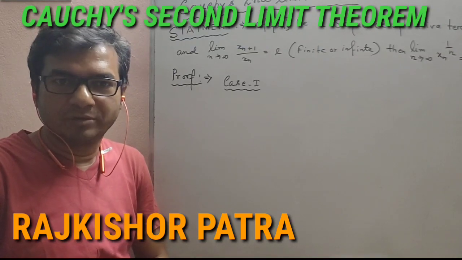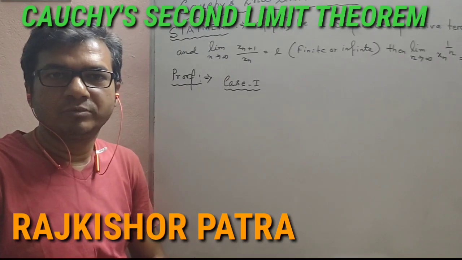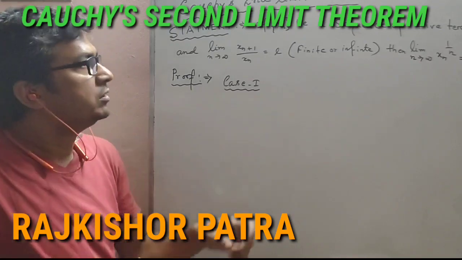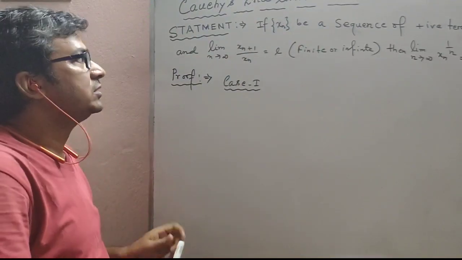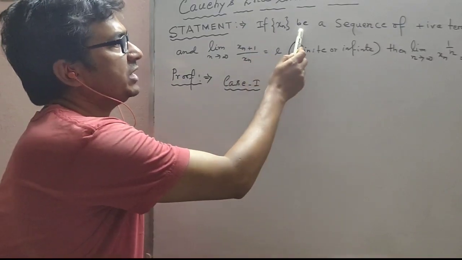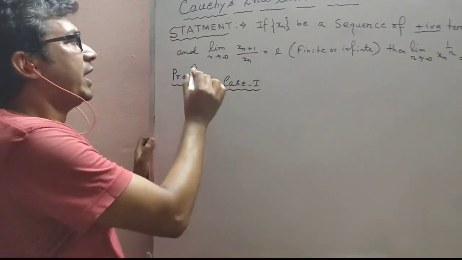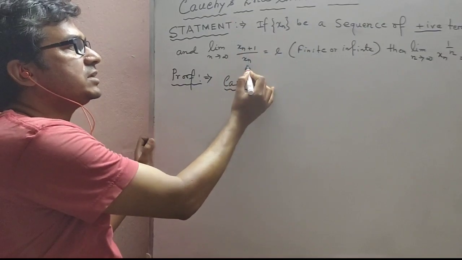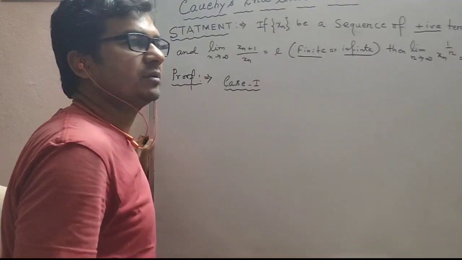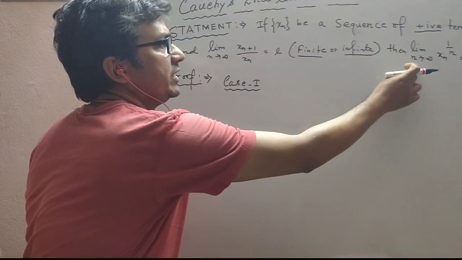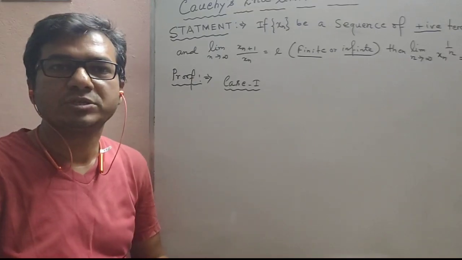Our today's topic is a very important theorem of sequences of real numbers, named Cauchy's second limit theorem, which states that if xn is a sequence of positive terms and limit n tends to infinity, xn plus 1 by xn equals L, and L is finite or infinite, then limit n tends to infinity, xn to the power 1 by n equals L. This is the statement of Cauchy's second limit theorem.